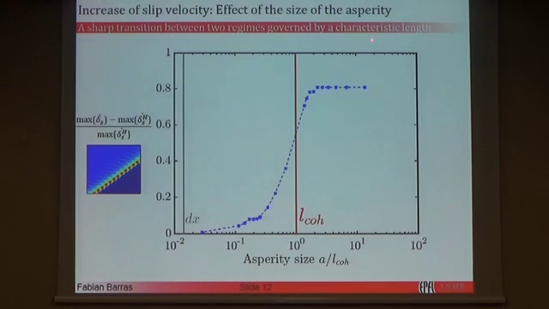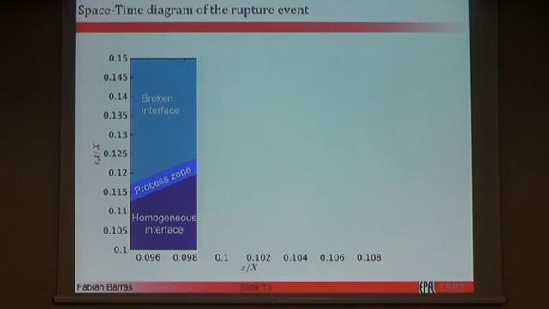And I can really see that I have a sharp transition between two regimes of interaction. So if I have an asperity whose size is very small, I have a weak interaction. And as I get close to the length of the process zone, I have a really strong interaction, and an important increase in the slip velocity observed at the interface. So let's look a little bit at the interface to understand this phenomenon.